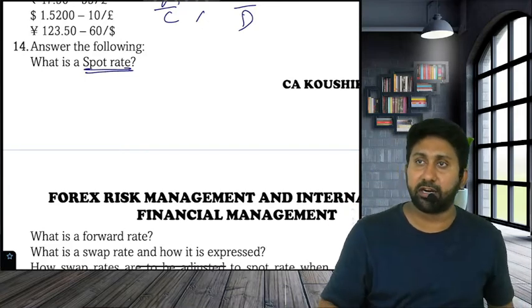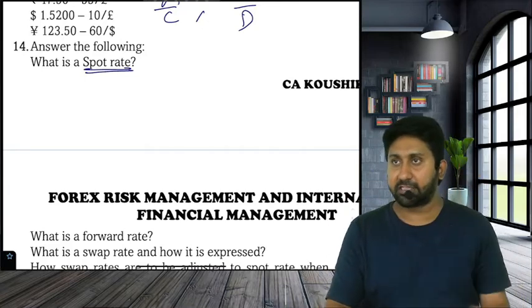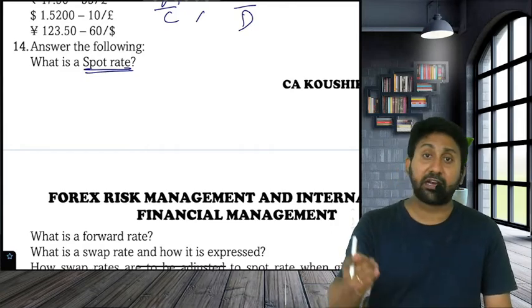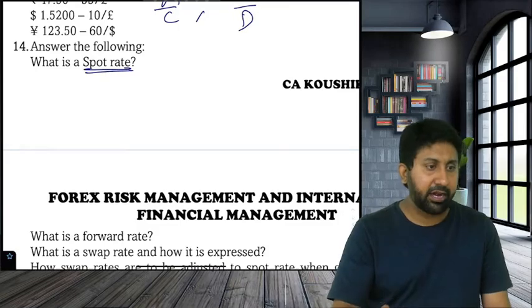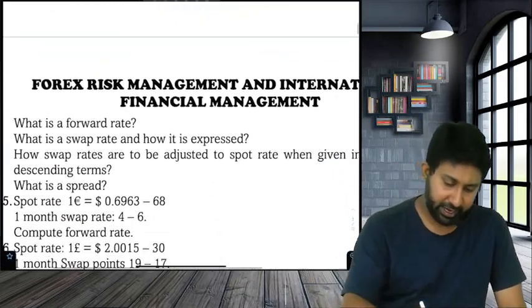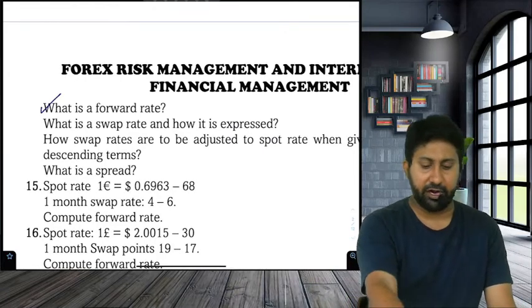That rate is called as what rate? It's a spot rate. I repeat for the last time. Spot rate is a rate that is quoted today for a transaction to happen today. That rate is called as a spot rate. That rate is called as what rate? It's a spot rate.